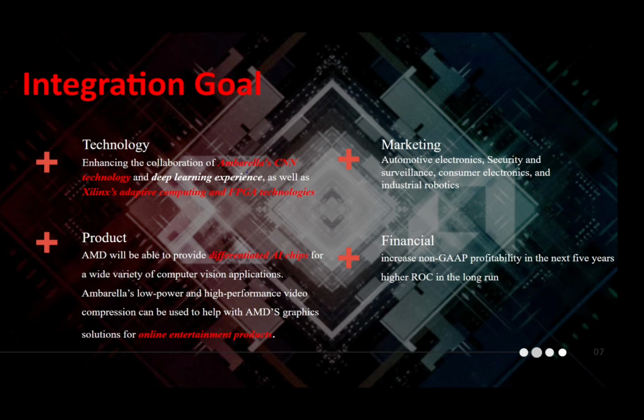AMD will enhance the collaboration of AMD CNN technology and deep learning experience, as well as Xilinx adaptive computing and FPGA technologies. AMD will be able to provide differentiated AI chips for a wide variety of computer vision applications, and what's more, Ambarella's low power and high performance video compression can be used to help with AMD's graphic solutions for online entertainment products.